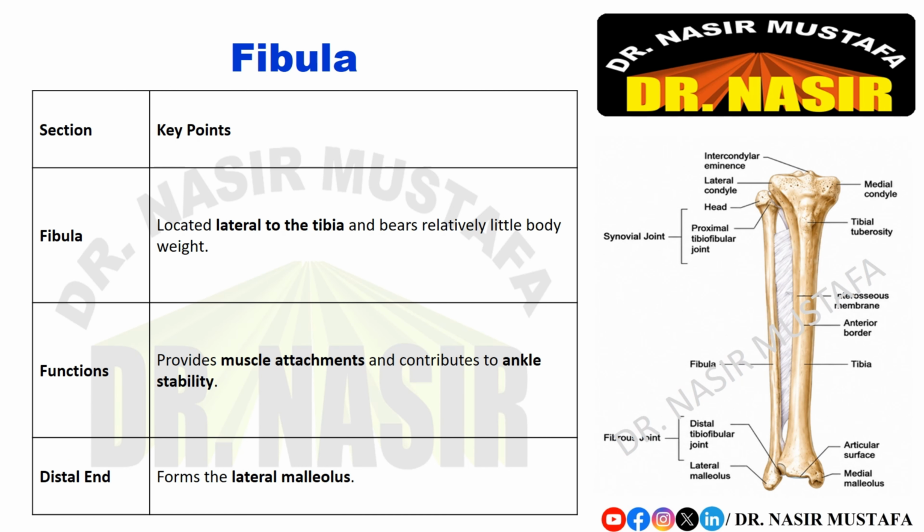Fibula. The fibula is located lateral to the tibia. Unlike the tibia, it bears relatively little body weight. However, it provides important muscle attachments and contributes to the stability of the ankle joint. Its distal end forms the lateral malleolus.